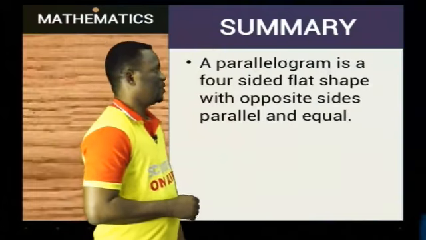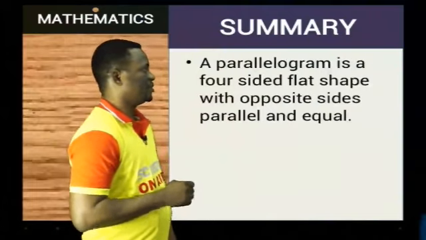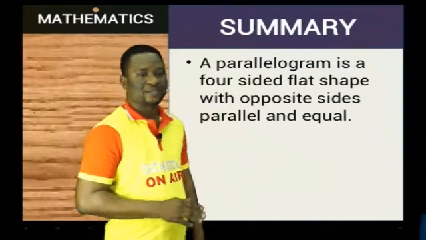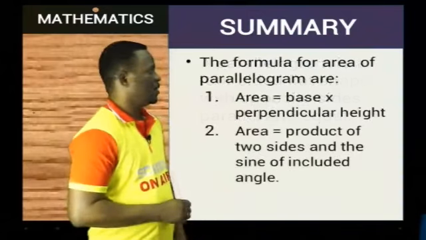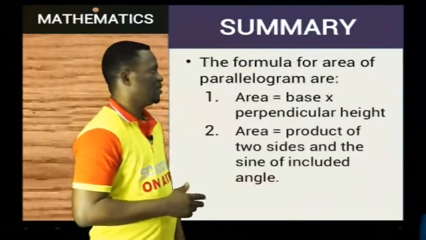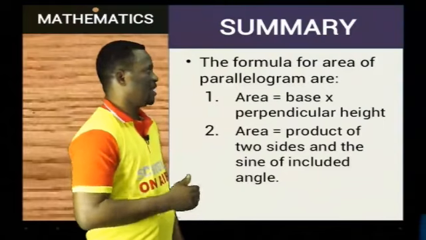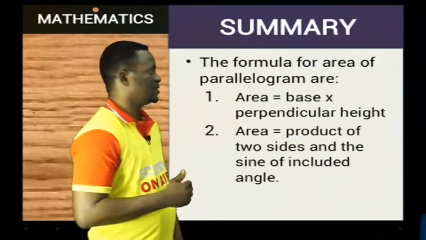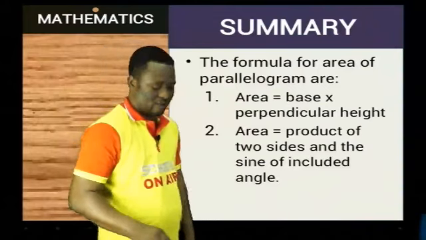Then, a parallelogram is a 4-sided flat shape with opposite sides parallel and equal. Now, another one: the formulas for the area of a parallelogram are, area is equal to base times perpendicular height, while in the second case, area is equal to the product of 2 sides and the sine of the included angle.